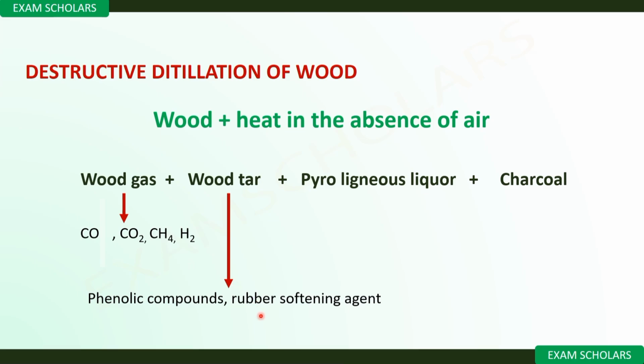Now we have wood tar. Wood tar consists of phenolic compounds and it can be used for making rubber softening agent. An example of a phenolic compound is medicinal creosote. It can also be used for softening of rubber. This wood tar consists of many compounds, many chemicals inside. Now we also have pyroligneous liquor.